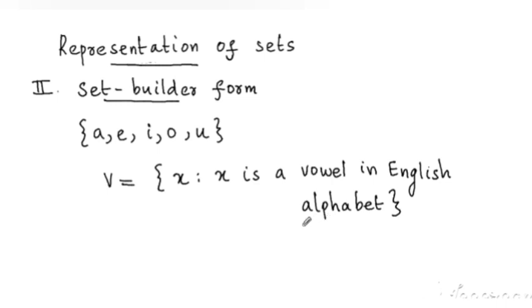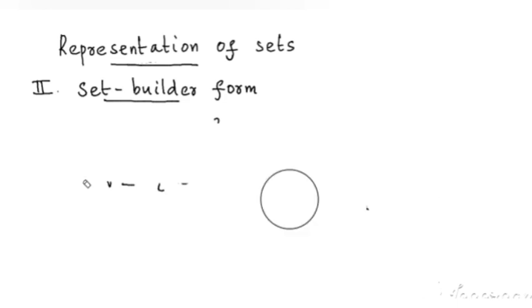So there are two ways to represent a set. One is using roster form and the second one is set builder form. In set builder form you have to write in words, and in roster form you have to write the elements separated by commas inside the braces.